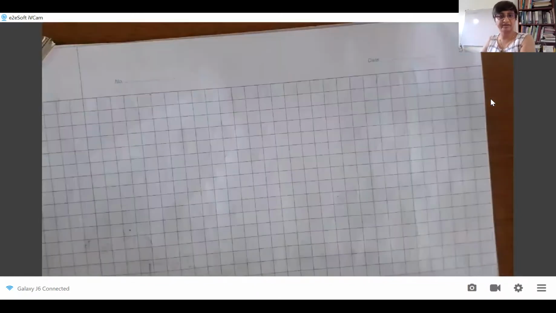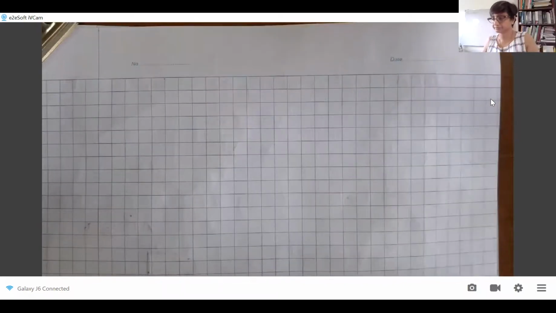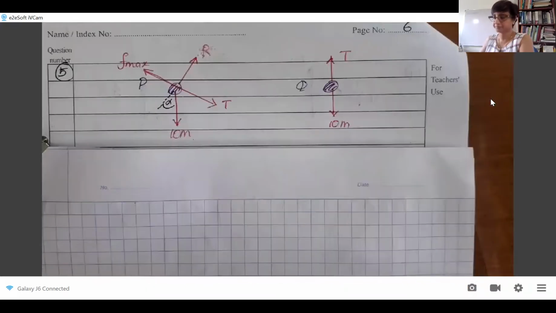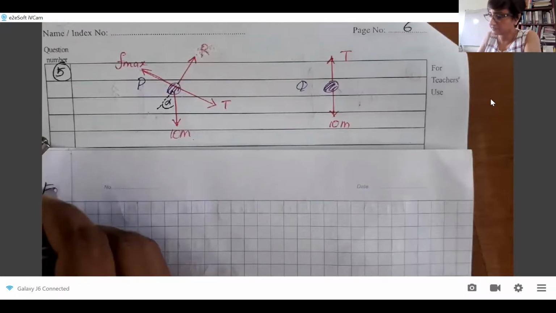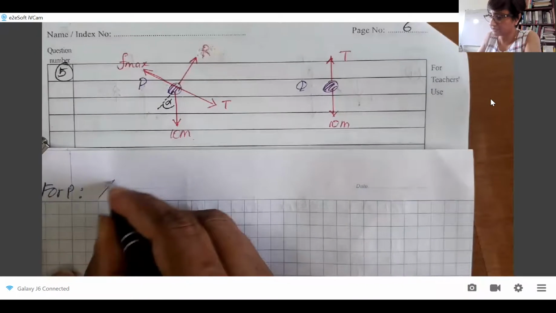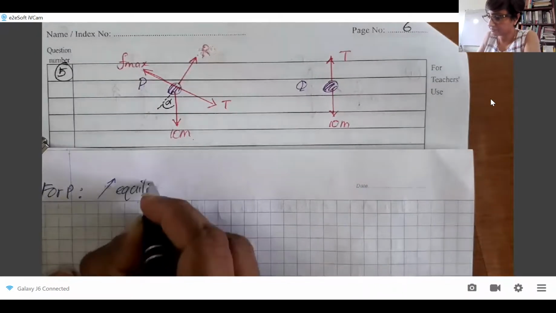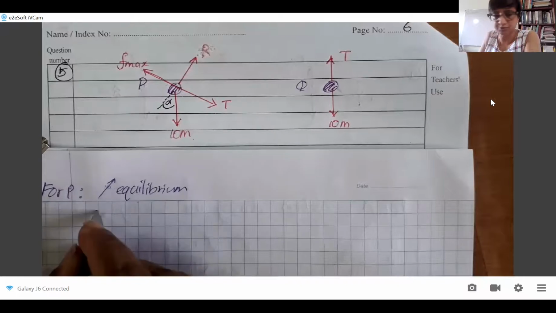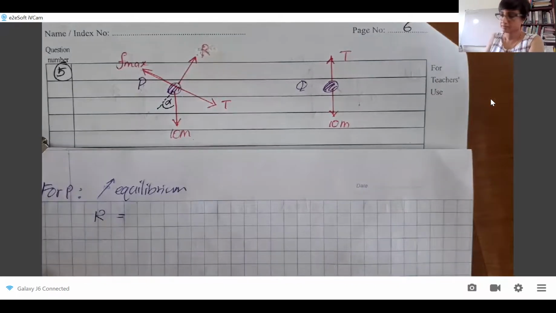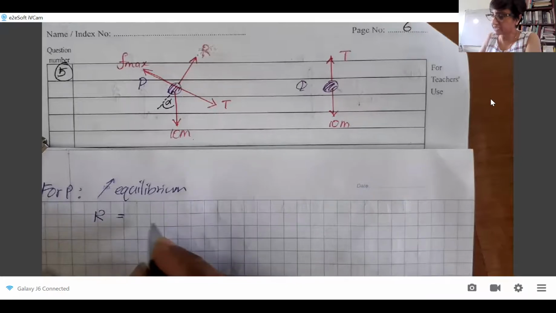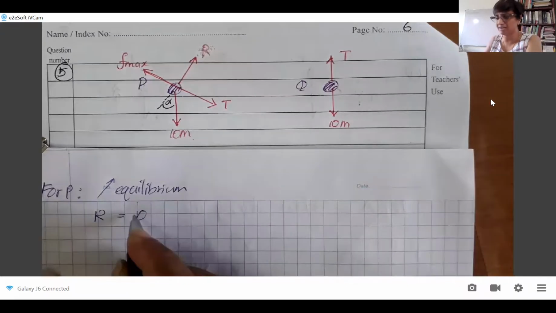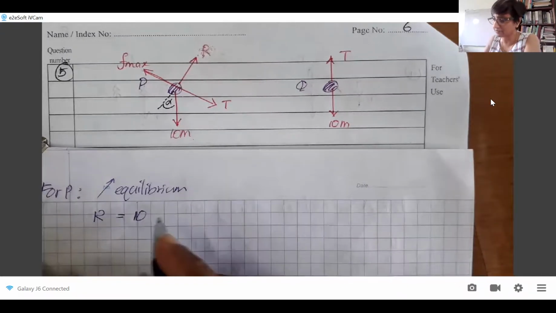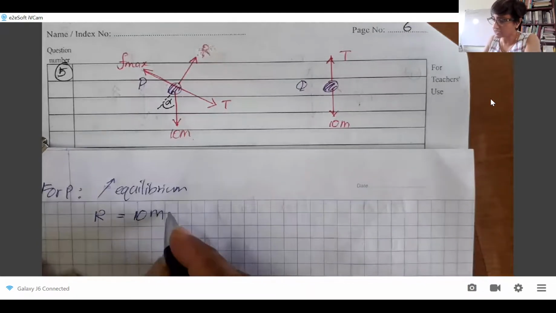We don't have much time left, but let me use these two diagrams. Okay. So for P, if I apply equilibrium this way, I get R is equal to, so I've taken mass to be m. So mg is 10m. You could have said mg. I'm just saying 10m cos alpha.